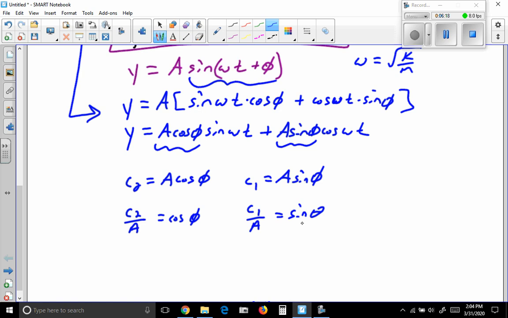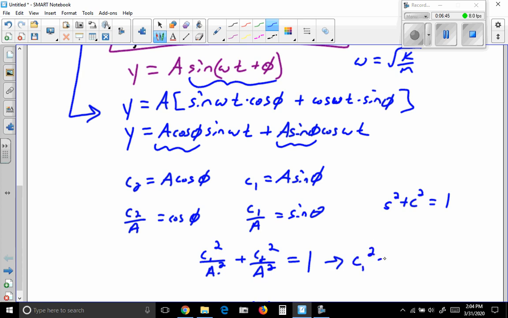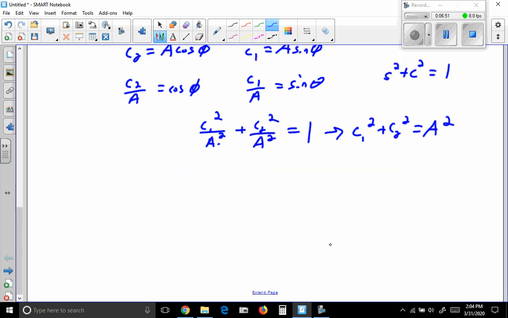And remember that sine squared plus cosine squared equals 1. So if we square sine, we would square C1 and we would square A. If we square cosine, we would square C2 and square A. And when we add those together, that equals 1. So if we multiply everything by A squared, we get C1 squared plus C2 squared equals A squared. Hence, A is the square root of C1 squared plus C2 squared.